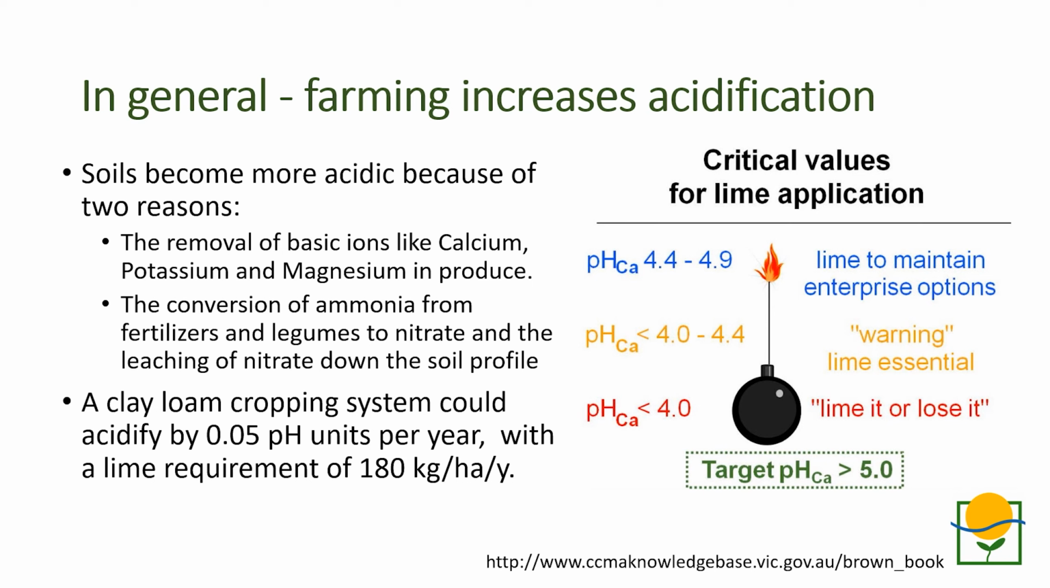A clay loam soil in a cropping system can acidify by 0.05 pH units per year, and so in 10 years we could see half a unit pH change, and a lime requirement to meet that would be around 180 kilograms of lime per hectare per year. That pH change is not particularly problematic if the pH is between 6 and 7, but over time as pH declines it can fall below 4.4 to 4.9, which is a trigger point to consider liming to maintain crop and pasture performance. The aim of liming is to raise the pH between 5 and 5.5.